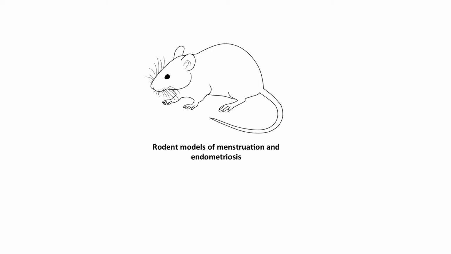Okay, so for the rest of the talk, I'm going to focus on rodent models of menstruation and endometriosis. This is my particular area of expertise. Menses is the shedding of the upper functional layer of the endometrium, and this is the culmination of irreversible changes in tissue function, including stromal decidualization, inflammation, and production of degradative enzymes.